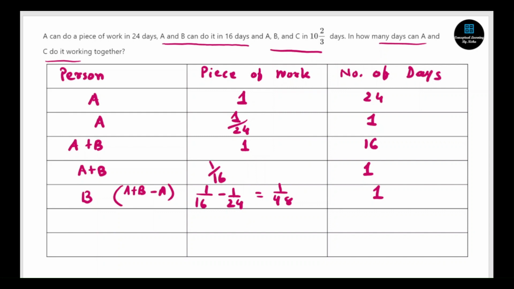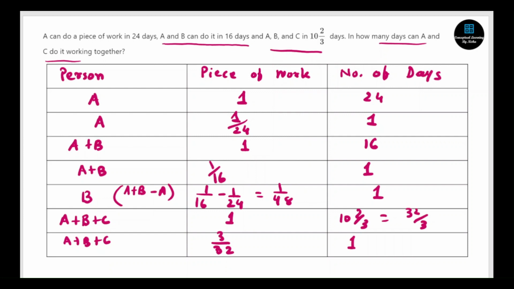Now A plus B plus C can do the work in 10 2 over 3 days. So all three together, A plus B plus C, can do one work in 10 2 over 3 days. Now 10 2 over 3 is 32 over 3 days. So what I can say is A plus B plus C can do 3 over 32th work in one day.